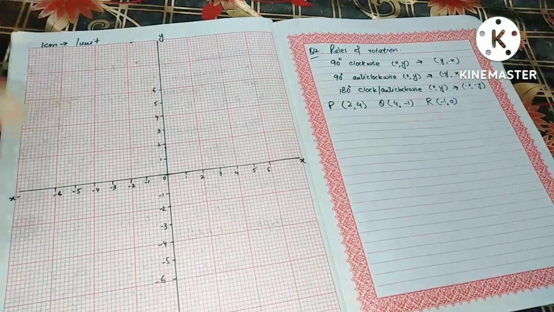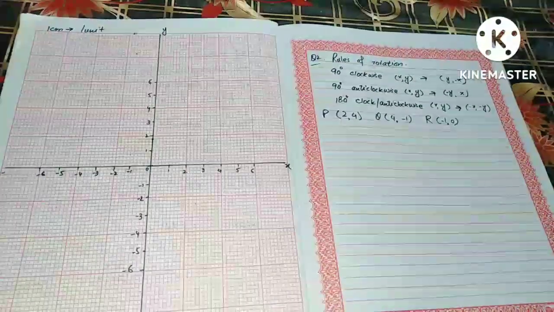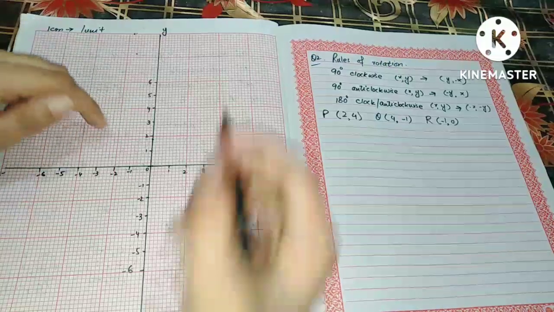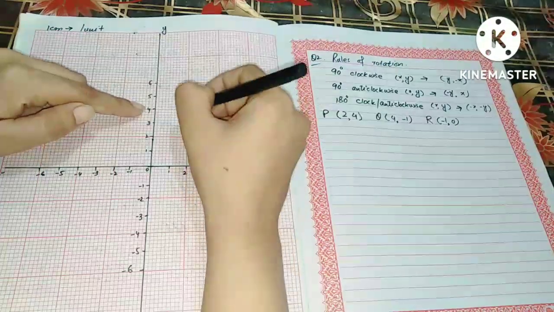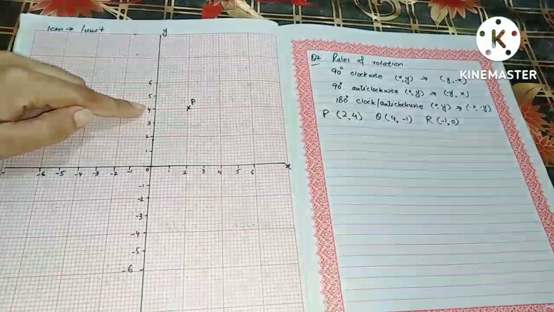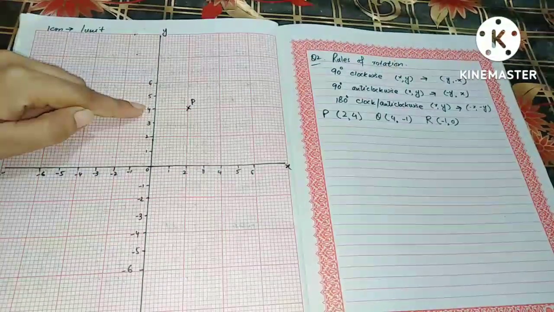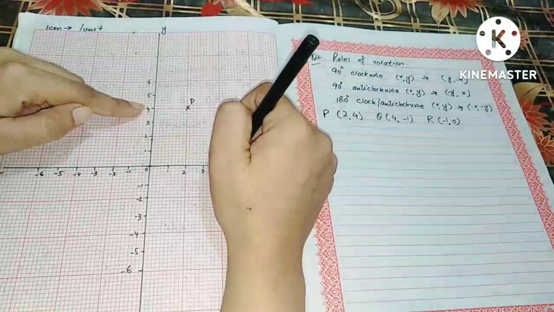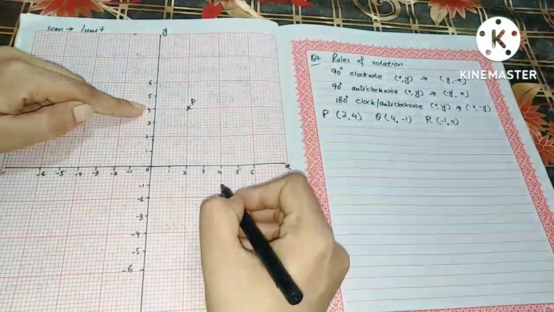So first plot these points, which are P, Q, and R. So P point is (2, 4). So this is 2 and this is 4. So this is your point P. Okay. And now your Q point is (4, -1). Here 4 and -1. So here.